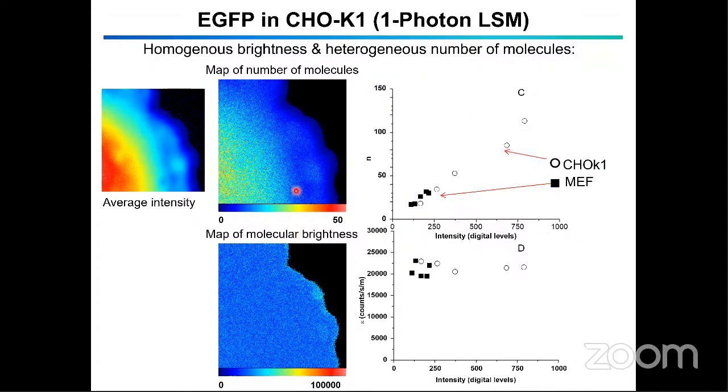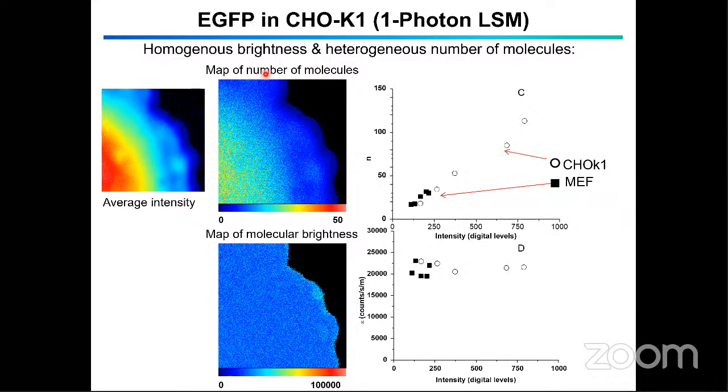So here's an example of a cell. And in this case, it's just expressing the green fluorescent protein, which is not expected to form aggregates. But you can see, if you just look at the intensity image, we have a gradient of the average intensity, because in this case, we just happen to have more molecules here towards the inside of the cell than on the periphery.